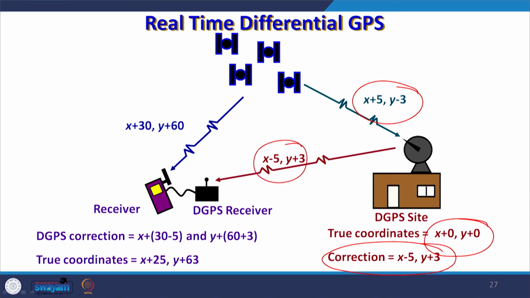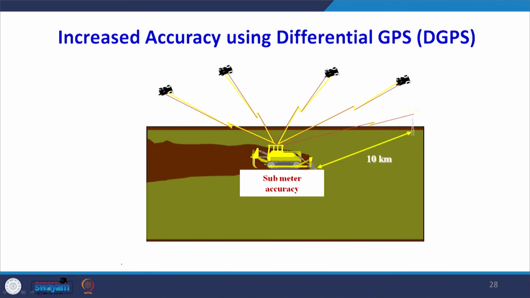This correction is transmitted from the base to the rover station, and the rover has received the coordinate as x plus 30 and y plus 60, but the correction has to be taken into account. So, after the correction, the coordinate will be x plus 30 minus 5 and y plus 60 plus 3, so effectively x plus 25 and y plus 63. This is a simple way it has been shown, but this is the way the corrections are automatically applied by these techniques.